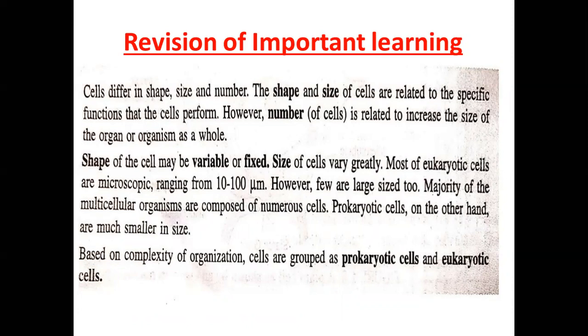Most eukaryotic cells are microscopic, ranging from 10 to 100 micrometers. However, a few are large. The majority of multicellular organisms are composed of numerous cells. Prokaryotic cells, on the other hand, are much smaller in size. Based on the complexity of organization, cells are grouped as prokaryotic cells and eukaryotic cells.